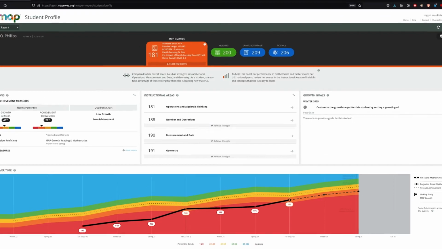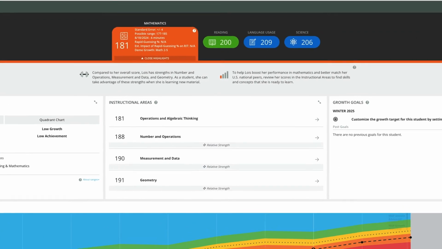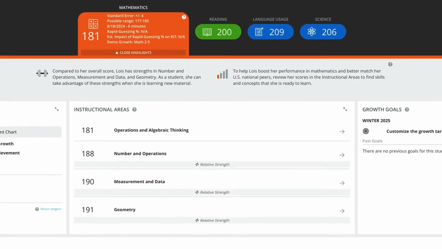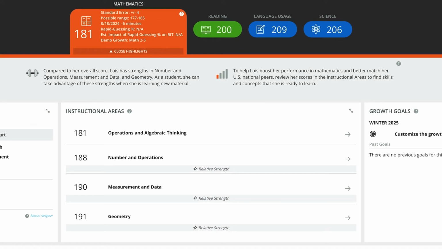Start with talking with the student about how they felt when they took the assessment. What did they feel comfortable with? What was challenging? Then you can look at the instructional areas and see which instructional areas fit with what they identified. For example, the student might express that they felt pretty good about questions related to whole numbers and basic operations. They were not as sure about the questions about fractions.